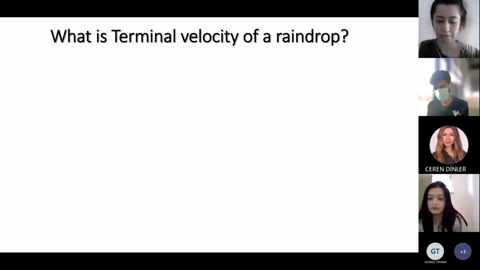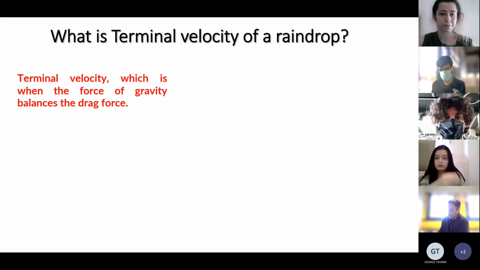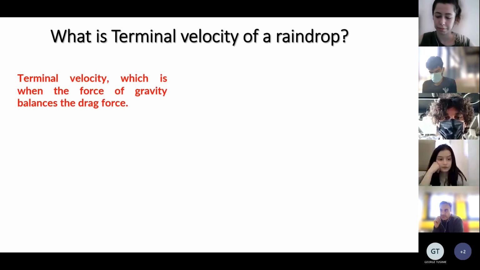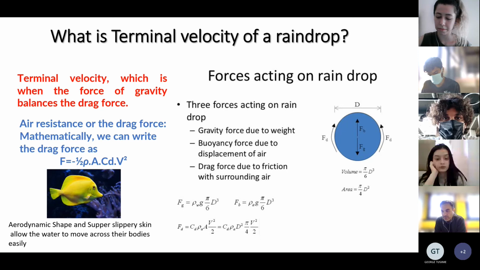Okay, let's continue with the calculation of terminal velocity of a raindrop. Terminal velocity is when the force of gravity balances the drag force. Before going to the explanation, let me show you a full slide here, then go into the detail of this slide.